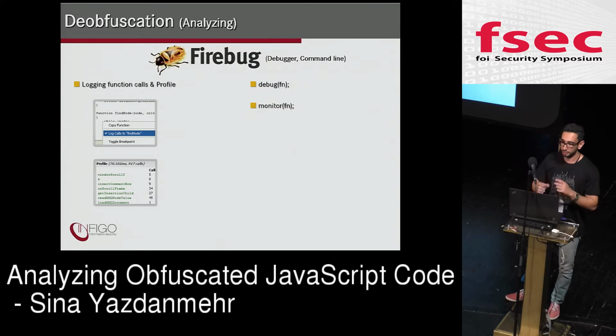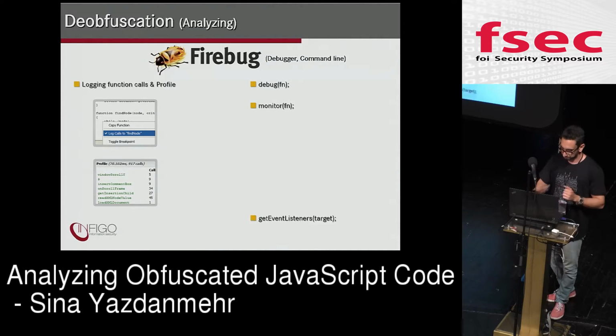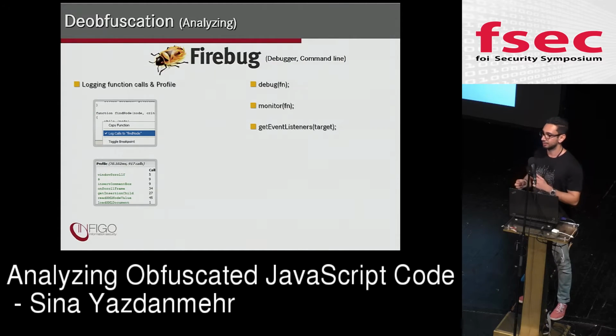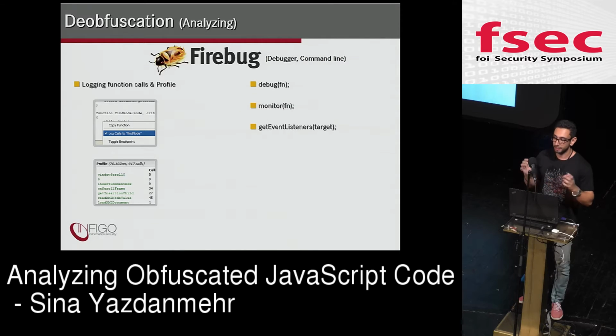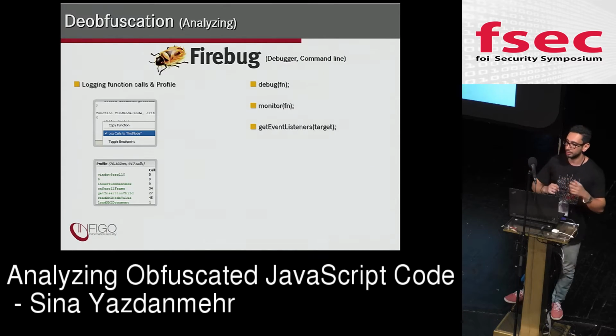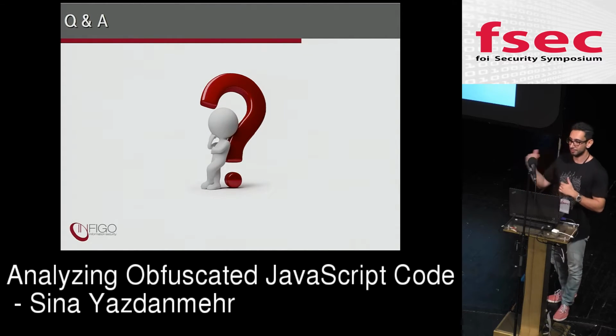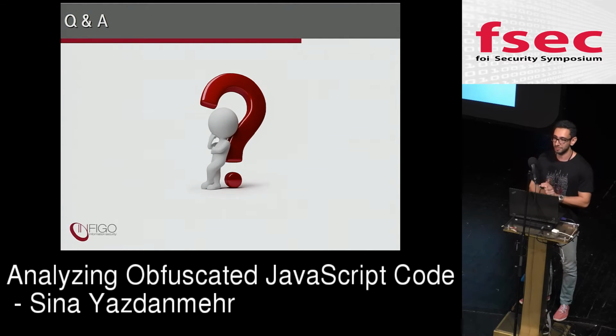Monitor is approximately the same as the debug function. You pass the name of a function to it and it automatically sets logging for that function. At the end, getEventListeners. Since event listeners are important in the DOM tree and some events are assigned to a specific DOM node, you can get a list of event listeners with this function by just passing the DOM node name to it. I'm so sorry for speeding up my talk at the end because of time shortage.